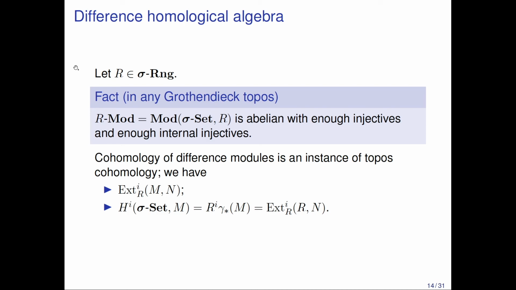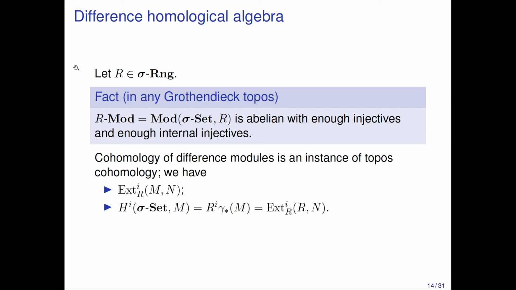Right, now it's a fact that when you take any ringed topos and a ring object in that ringed topos, then the category of modules has enough injectives. It's a Grothendieck abelian category, and you can calculate derived functors and develop a cohomology theory. Because we're viewing these different R modules as modules of a ringed topos, this is automatically satisfied. And the cohomology of difference modules is just a special case. It's an instance of the usual topos cohomology.